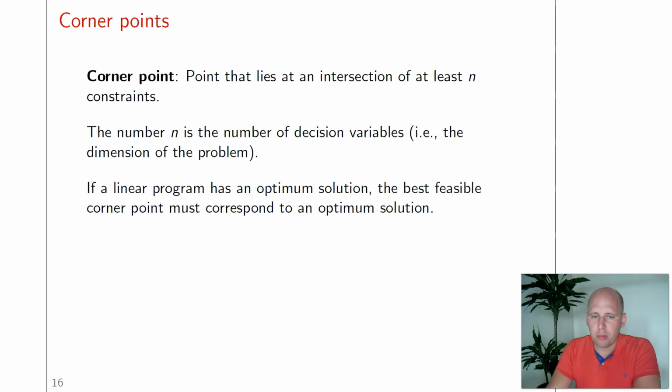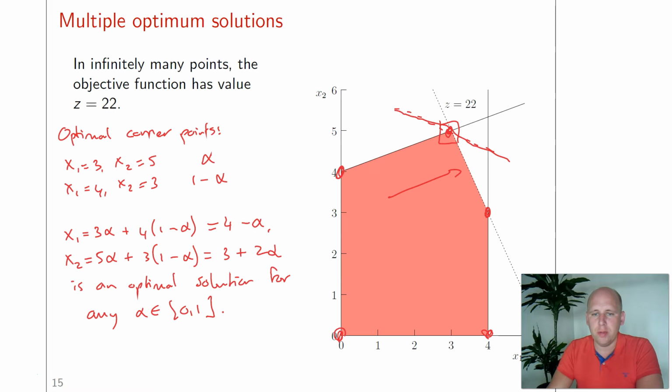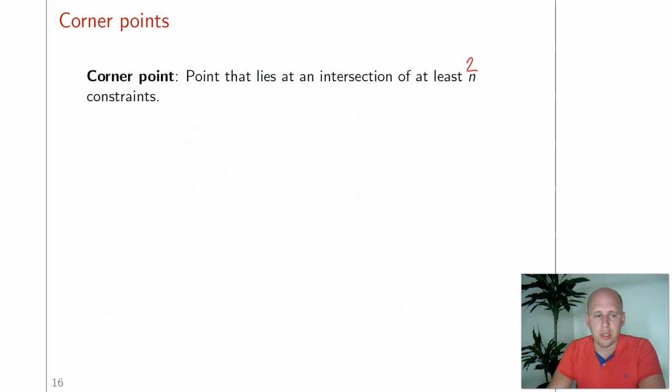If there is an optimum solution, because not all linear programs have an optimum solution, but if there is an optimum solution, then the best feasible corner point must be an optimum solution. So that's also what we have seen here. There is an optimum solution, and then we have 2 corner points that have the best value for z, then those 2 must be optimal solutions. So it cannot be that there are optimal solutions, but that there are no corner points that are optimal.